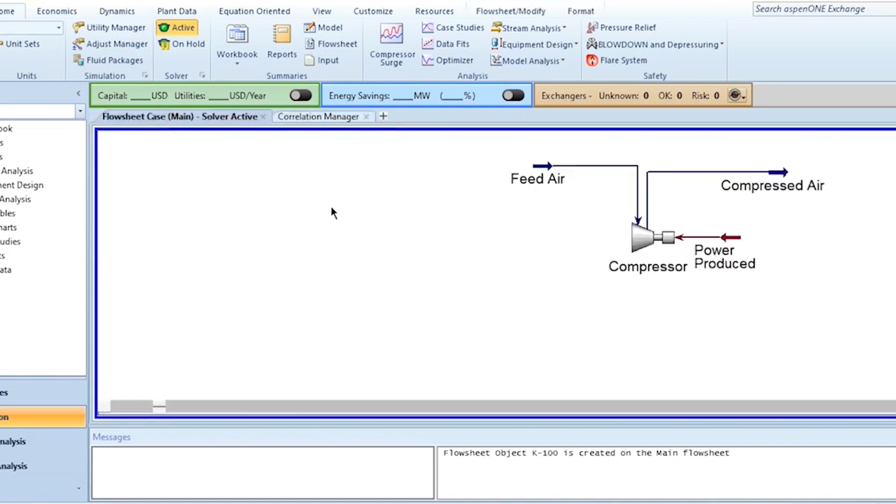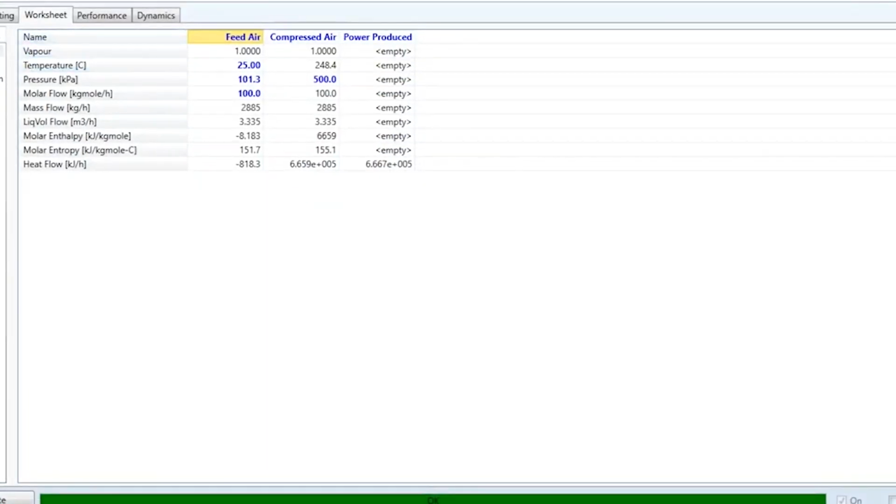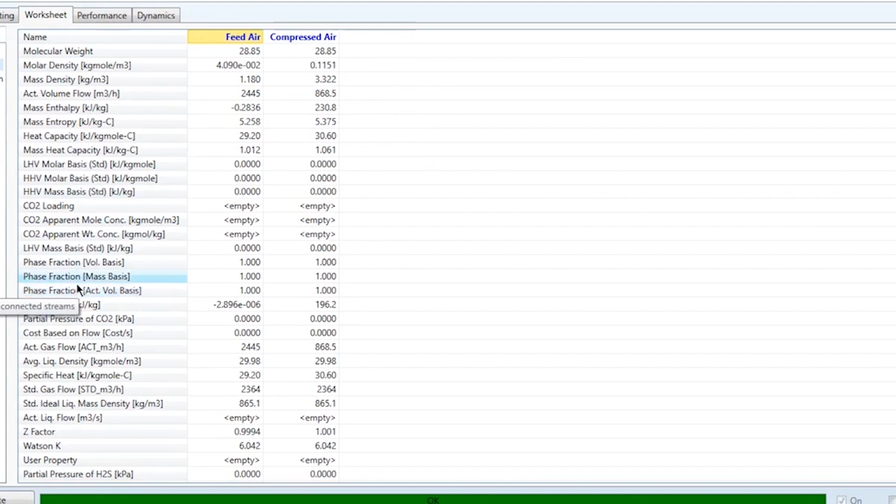So now we will come back here and double click on this compressor. We will open the worksheet and go to the properties. If you see in the properties, mass exergy is given in kilojoule per kg. If you remember in Aspen Plus, this exergy was in kilowatt, but here it is in kilojoule per kg. But obviously we can convert it to kilowatt by multiplying by mass flow rate and then converting from kilojoule per hour to kilojoule per second.